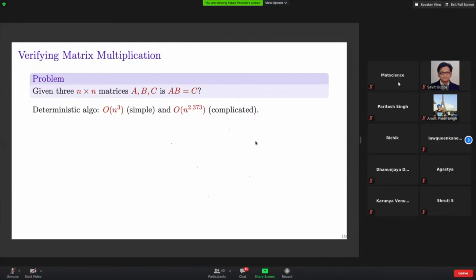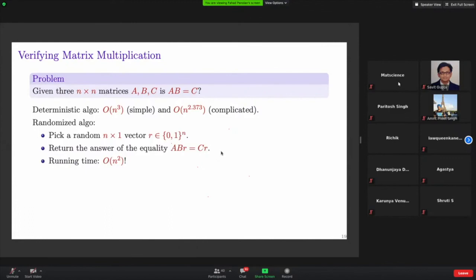And simple school mathematics will give you the running time of multiplying A and B to be order n cubed. And there is a complicated algorithm which runs in much better than n cubed, that is order n to the power 2.373. And here is a very simple algorithm to test whether AB equal to C holds.